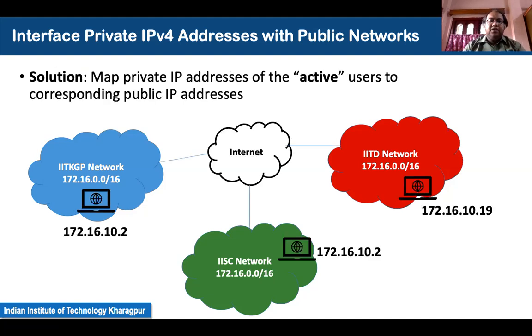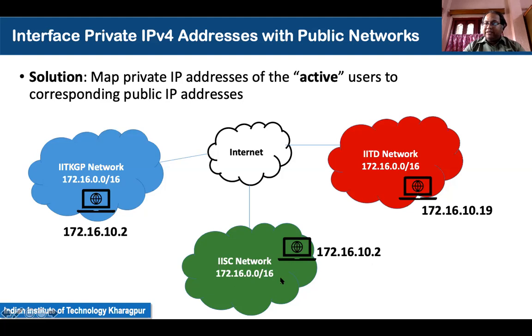So here is the solution. You map the private IP addresses of the active users to the corresponding public IP addresses of the individual networks. Say here, I have taken an example of 3 different active users in these 3 different networks. In the IIT Kharagpur network, I have an active user who has a private IP of 172.16.10.2. In the IIT Delhi network, I have an active user who has a private IP 172.16.10.19.